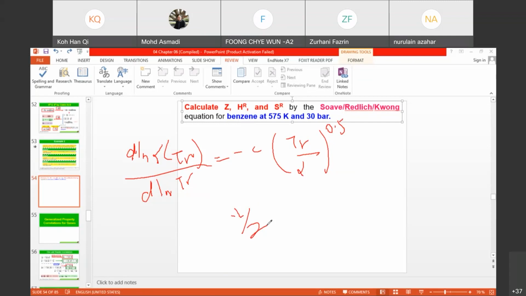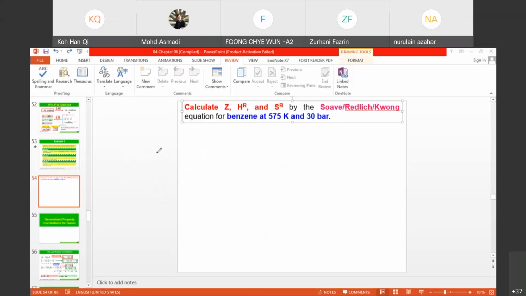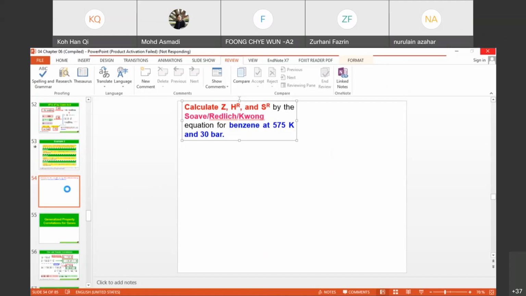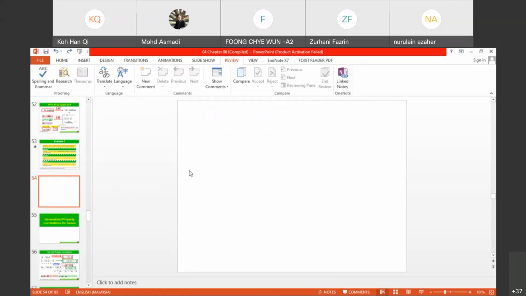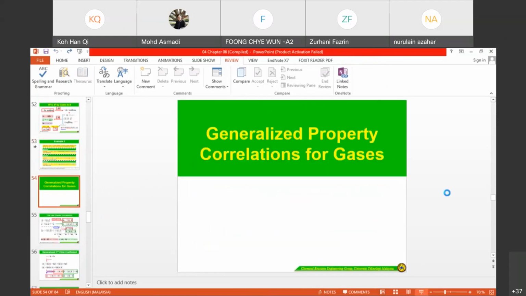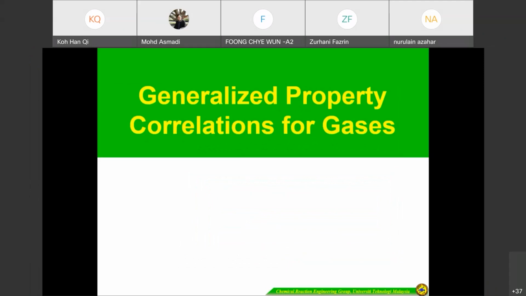So let's move to how to solve the residual properties by using generalized correlations. So we're done with the equation of state as well as the method using the graph to determine the residual. Now we're moving on to how to use the generalized correlations to determine the residual, similarly HR and also SR.